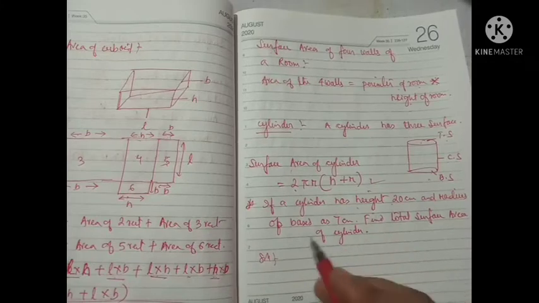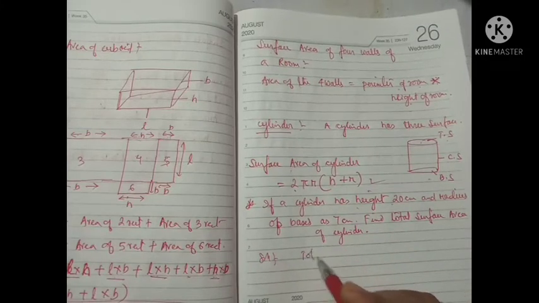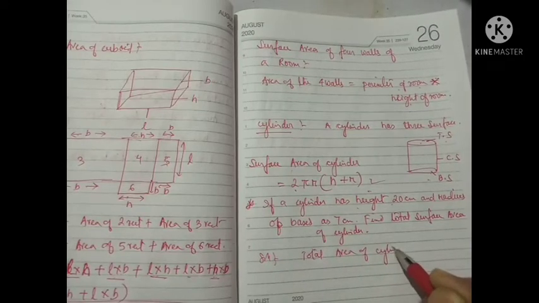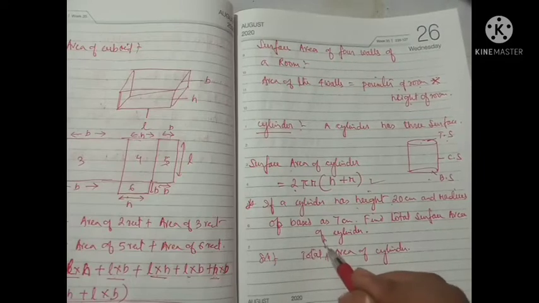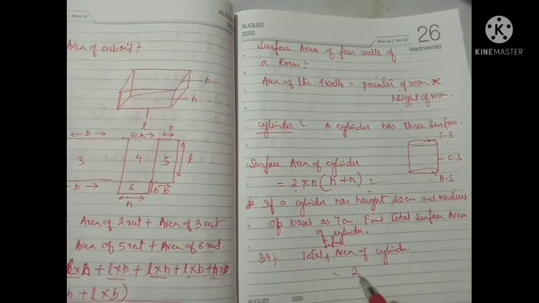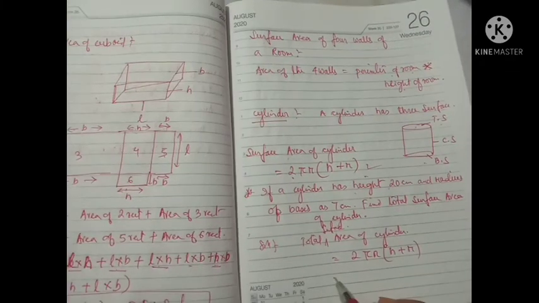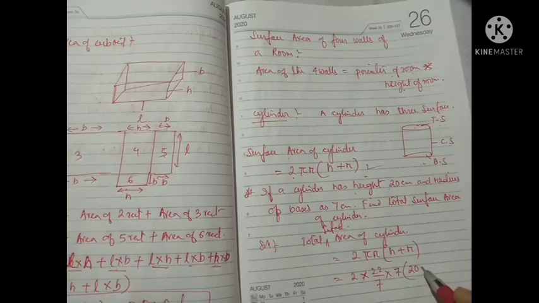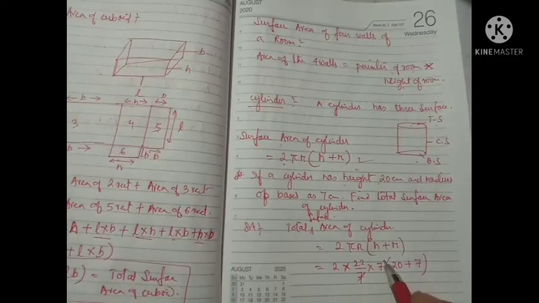Solution: the total surface area of a cylinder is equal to 2πr(h + r). So 2 into π, where the value of π is 22/7. The radius is 7, the height is 20, and the radius is 7. Now you can omit this 2.